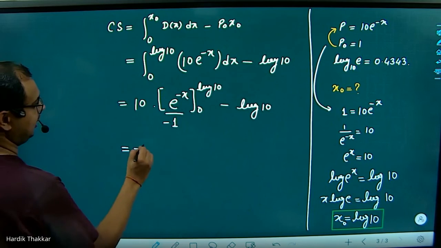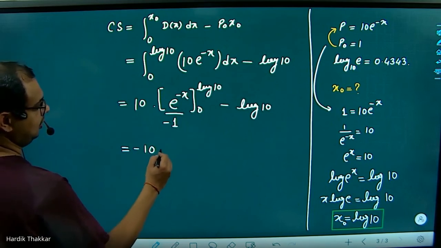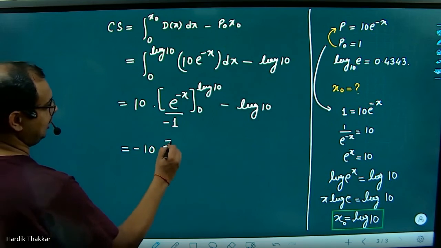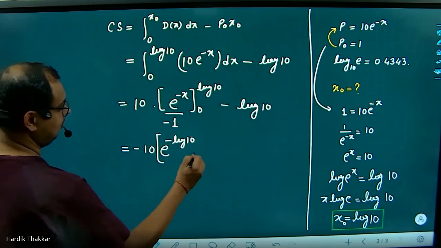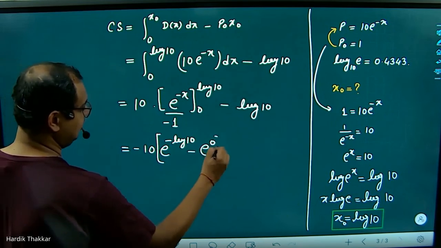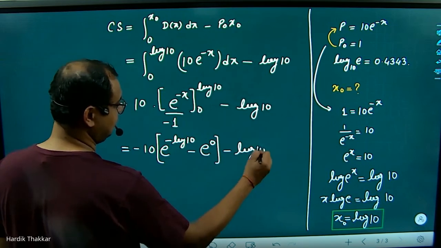Now it will be minus 10 e raised to power minus log 10 minus e raised to power 0, upper limit minus lower limit, minus log 10.